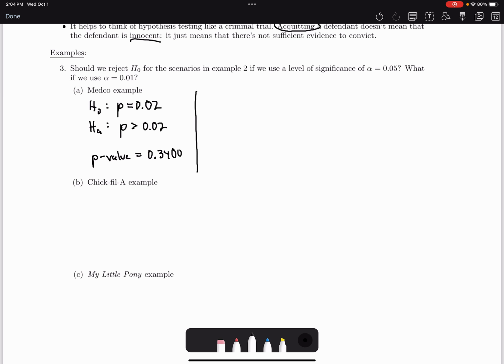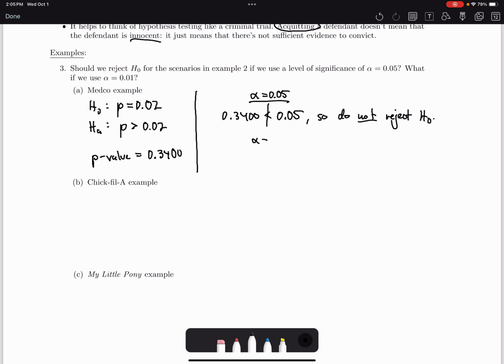So at alpha equals 0.05 level of significance, what we would do is compare our p-value to alpha. And what we're trying to decide is, is our p-value less than alpha? And the answer in this case is no. So I put a slash mark through it, right? The p-value is not less than alpha. So do not reject H null. Okay, that's at the 0.05 level of significance.